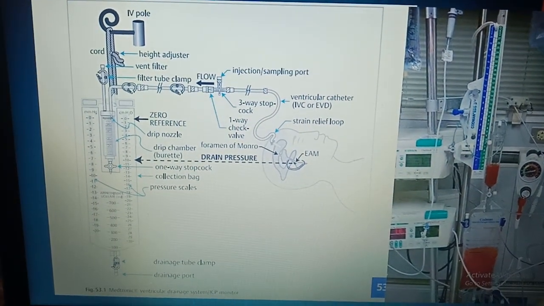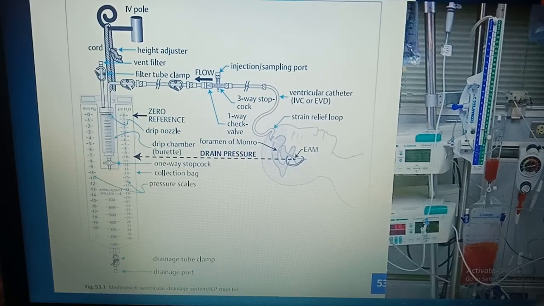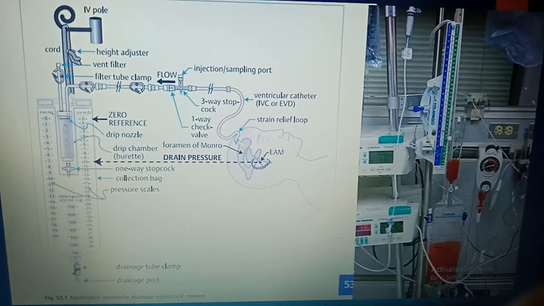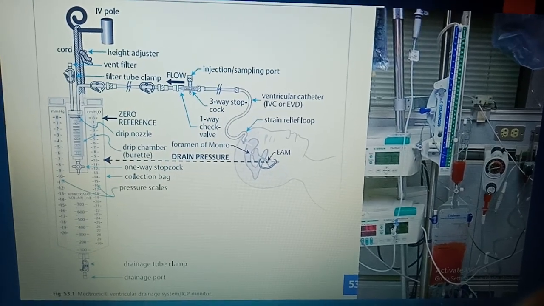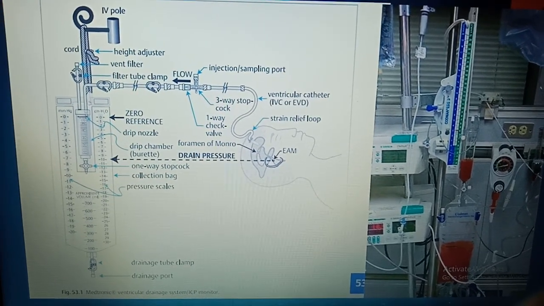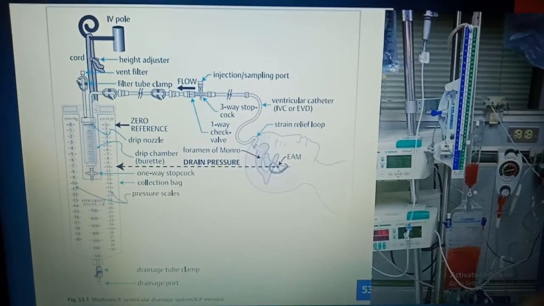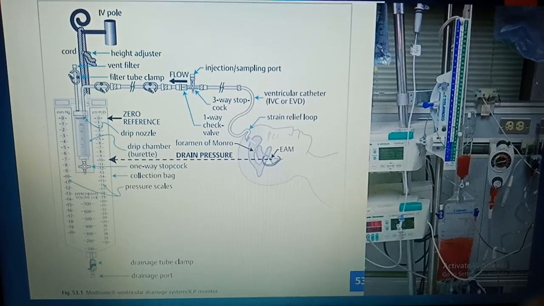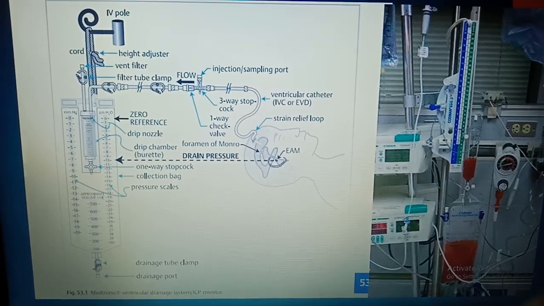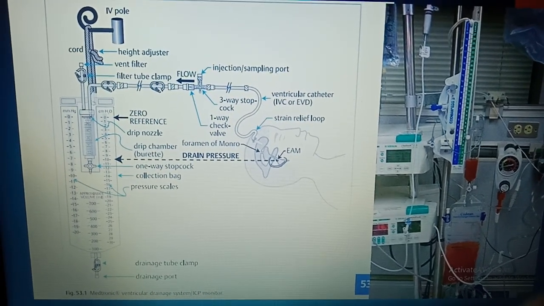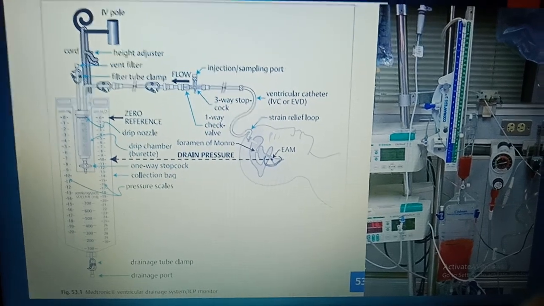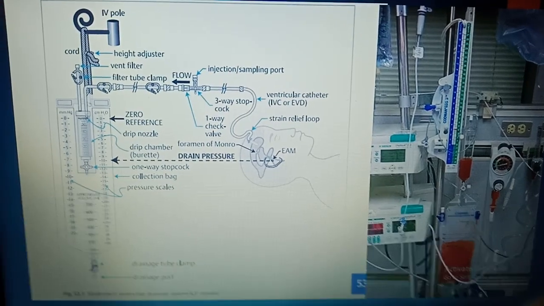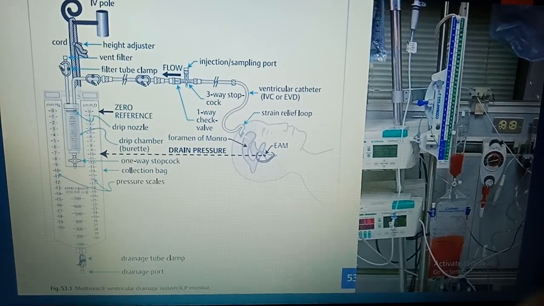Now, this is the EVD. This is a depiction of the EVD setup, and on this side it's the actual setup being shown. Now basically what I should tell you is that you have an EVD set. When you open it, you have everything in the EVD set except one thing, that's the transducer. Now why is it not present? Because most of the time we are not doing EVD for monitoring purpose, we are doing EVD for therapeutic purpose.